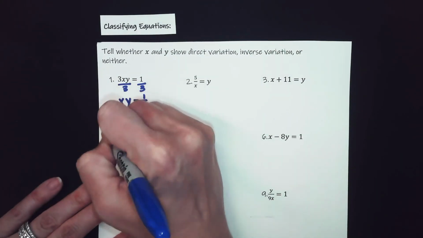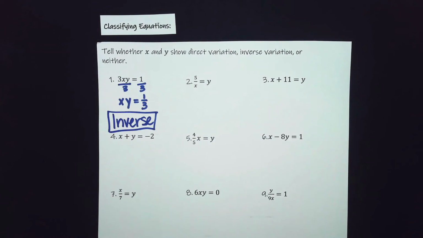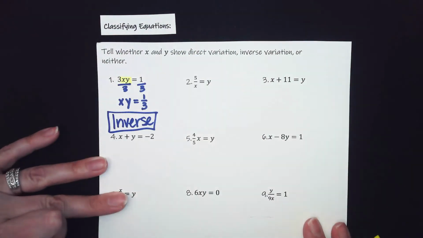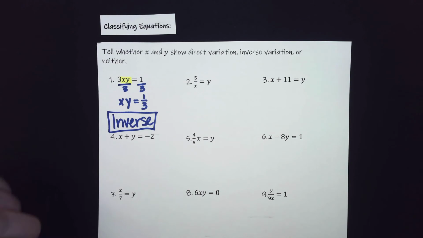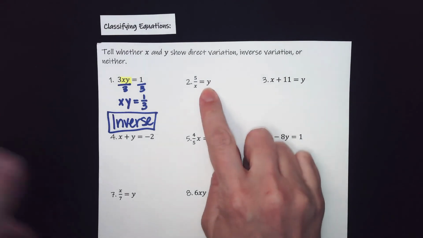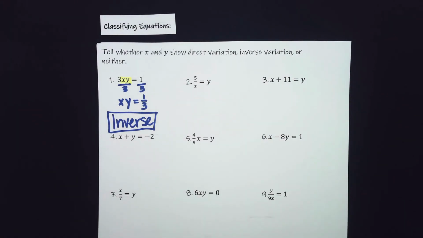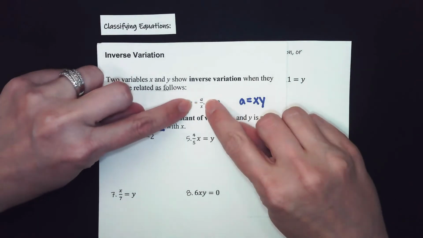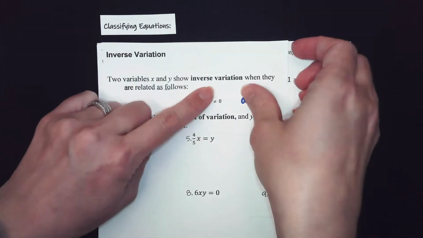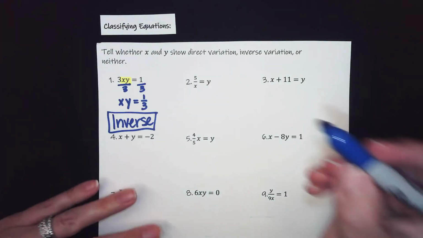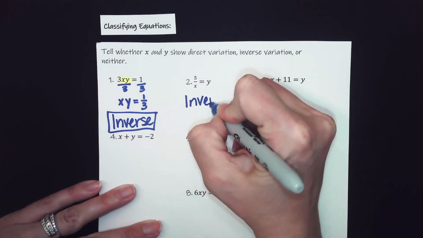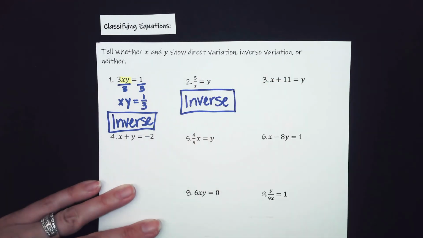Now, without dividing by that 3, we could have seen it just because of this x and y right there. x and y being together, or multiplying each other, is going to be inverse. This is inverse variation. Now in number 2, I have y equals a constant over x. And again, that's inverse variation. So these vary inversely. I'm just not writing the word variation out.